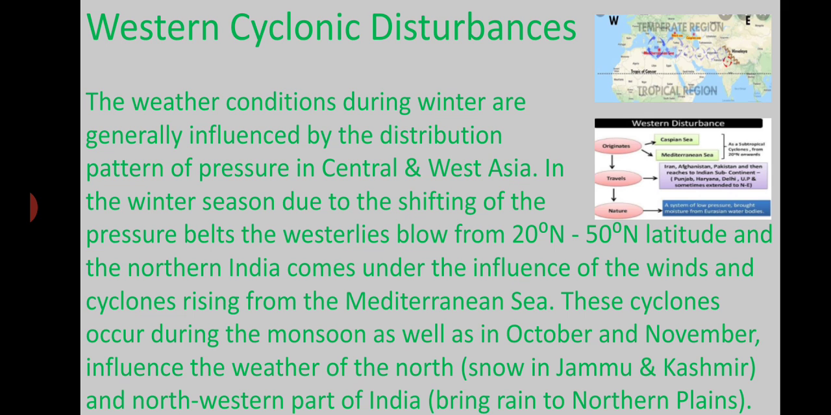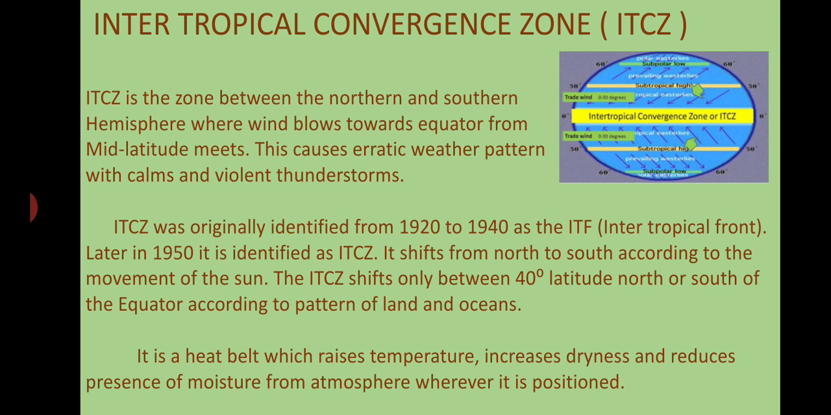These cyclones occur during the monsoon as well as in October and November months, and it influences the weather of the north. It causes snowfall in Jammu and Kashmir, and it brings rainfall to the northern plains, especially the northwestern part of India, Punjab and Haryana.